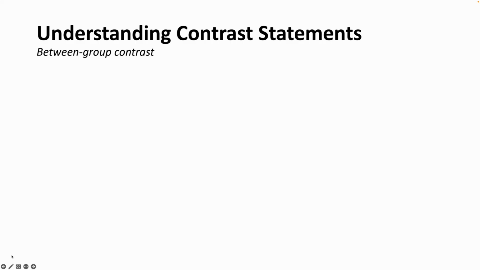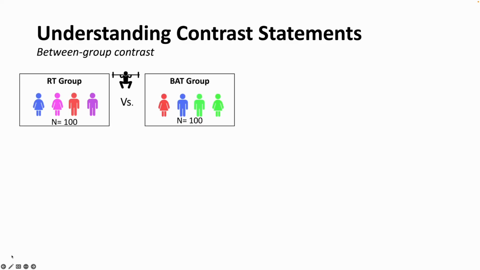Okay, so let's talk about what a between group contrast would look like. Let's stick with this idea of an exercise intervention. We're looking at a resistance training group versus a balance and tone control group, which is a type of control group that is not performing exercise. They're performing stretching and balancing exercises or something to that effect. If we're trying to understand whether the two groups, the resistance training group and the balance and tone group, are different, then we're looking at whether the mean of the intervention group is different from that of the control group.